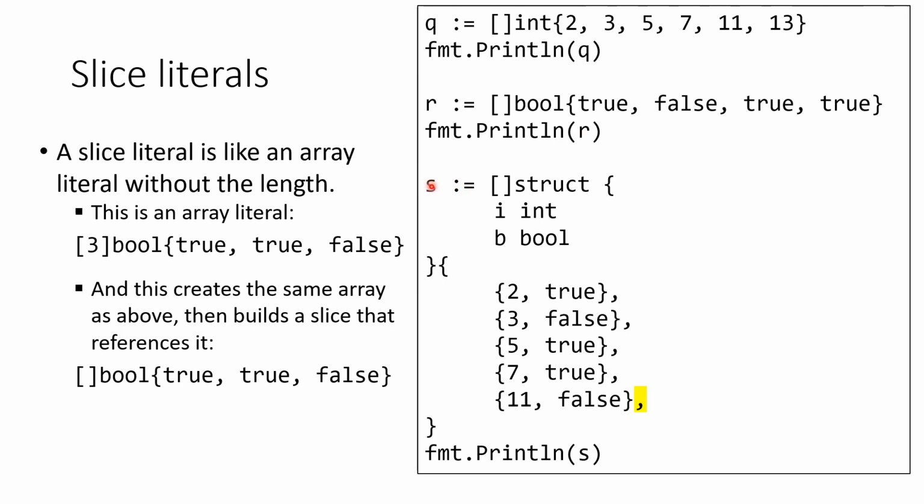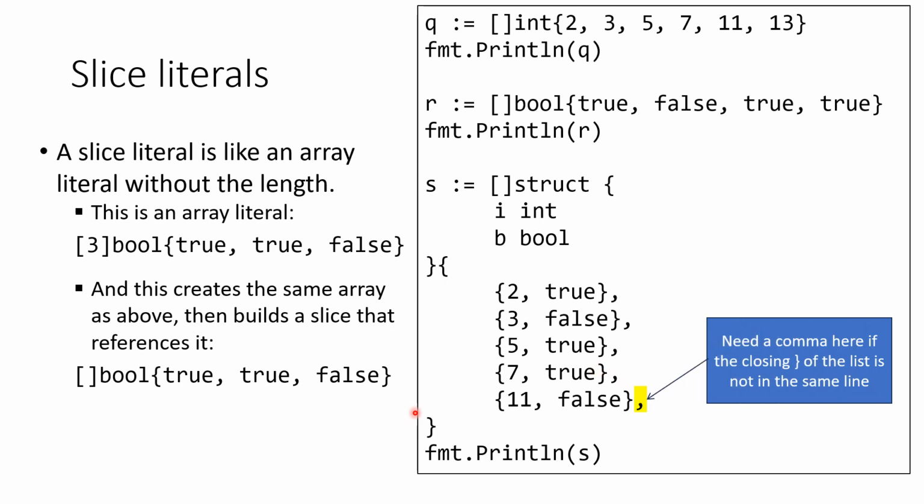The third slice literal, named s in this code fragment, is a slice of struct. This struct has 2 fields, namely i of type int and b of type bool. So each value of this struct, or each struct literal of this struct, is written as a pair of an integer and a bool value enclosed in braces. To make the list of struct values readable, we can write one struct value per line, like this one. But note that if you place the closing brace of the list on a separate line, like this one, then you need to add a comma after the last value in the list.